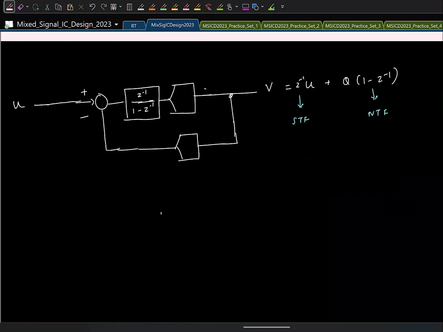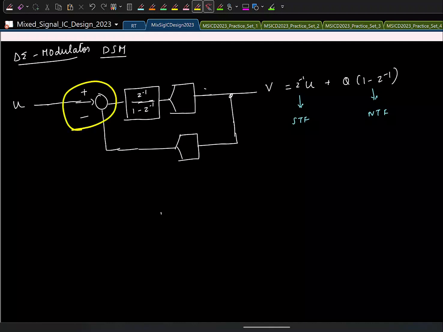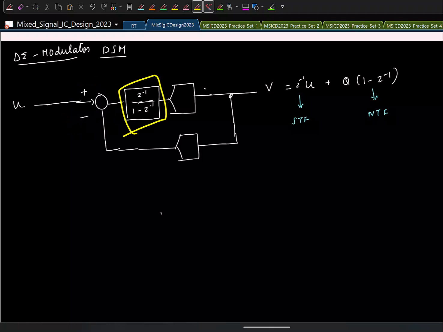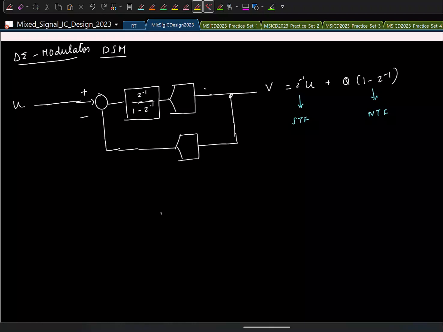Yeah. So this guy is called the delta sigma modulator, or DSM. Delta is because you are taking the delta, the difference, here. And what operation does Z inverse by 1 minus Z inverse do? It's an integrator, right? Integrator is accumulation, so sigma, so delta sigma. And this is the first order delta sigma because there is only one pole here.